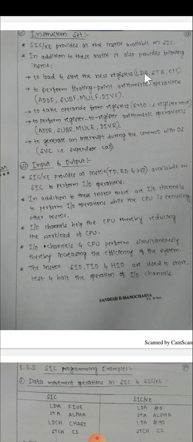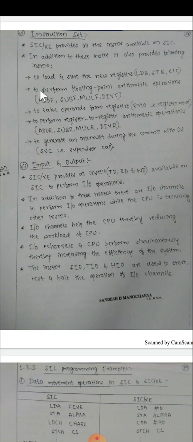Again, here we are going to use load and store registers, LDB, STB, etc. New registers means here we have 4 new registers in SIC XC, B, S, T, F. To load those registers, we have these instructions: LDB, STB, LDS, STS, LDF, STF, like this. For new registers we have load and store register instructions.